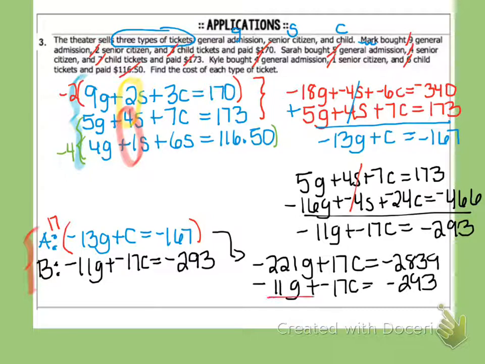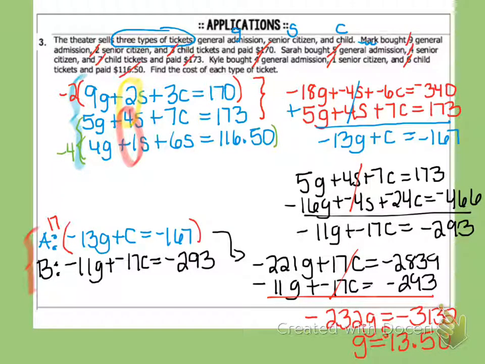And it's finally time to solve. So we're going to add these together. The c's will cancel out. I'm focusing just on the g. And my coefficients add up to negative 232g, and the constants add up to negative 3132, and all I have to do is divide both sides by negative 232, and that turns out to be 13.5. Or in terms of our situation, $13.50. Because of course we're trying to find out the cost of these tickets.